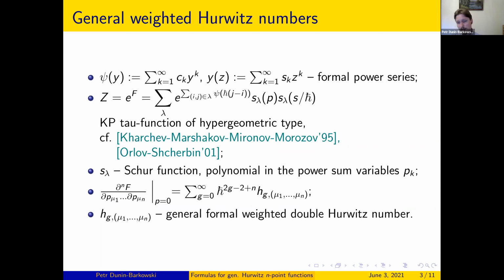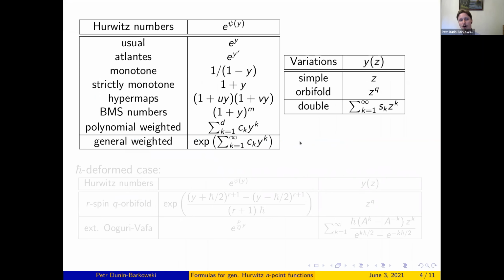So why do we call these numbers general formal weighted double Hurwitz numbers? Well, because for some specific psi and y, they encompass known situations of double Hurwitz numbers and more specific situations. So for instance, you can see a table here. If psi of y is just equal to y and y of z is just equal to z, what you get is just the usual simple Hurwitz numbers.